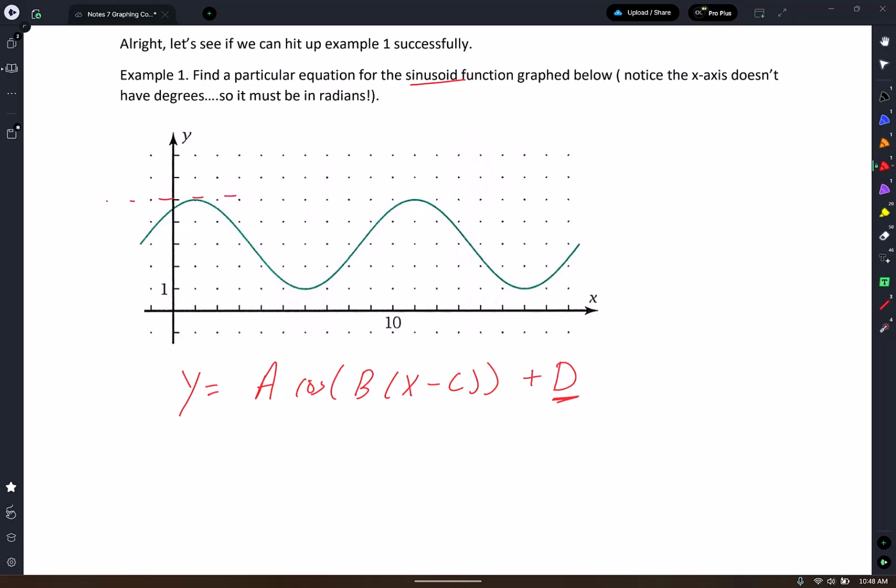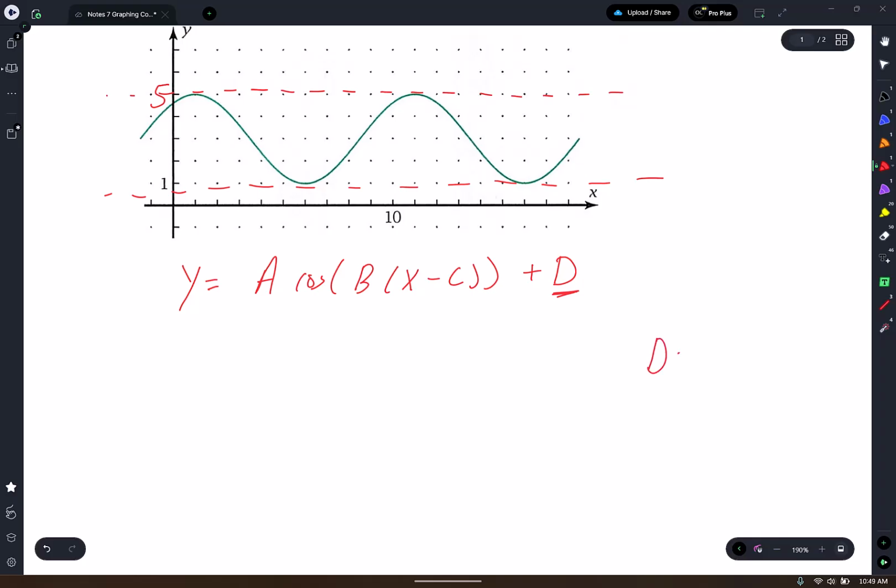Notice we're not referencing any formulas. If you Google it, it's going to probably say max plus min divided by 2, but we don't need that. We're just using logic. This is going by 1. It looks like the lowest is 1, and the highest is 5. So d equals 5 plus 1, and I'm going to divide that by 2. 5 plus 1 is 6, and divided by 2 is 3. So that's my midline.